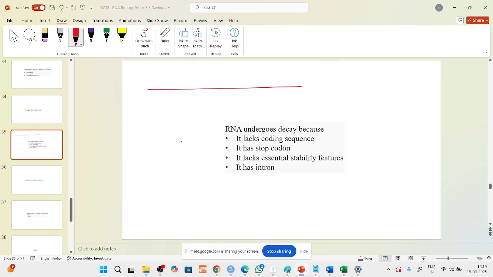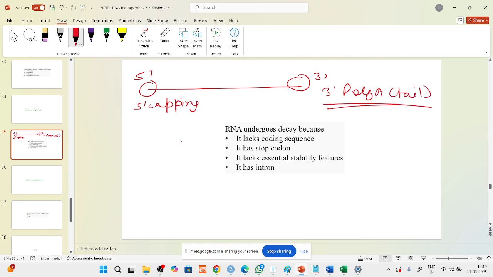We have discussed it has a 5' end, it has a 3' end. 5' end has 5' capping, and here you have 3' poly A tail. So poly A tailing is there. And these are the two stability features which prevent the mRNA or RNA from decay. And as the RNA ages, these stability features also start getting attacked by endonucleases, and therefore RNA gets more and more prone to decay with age.